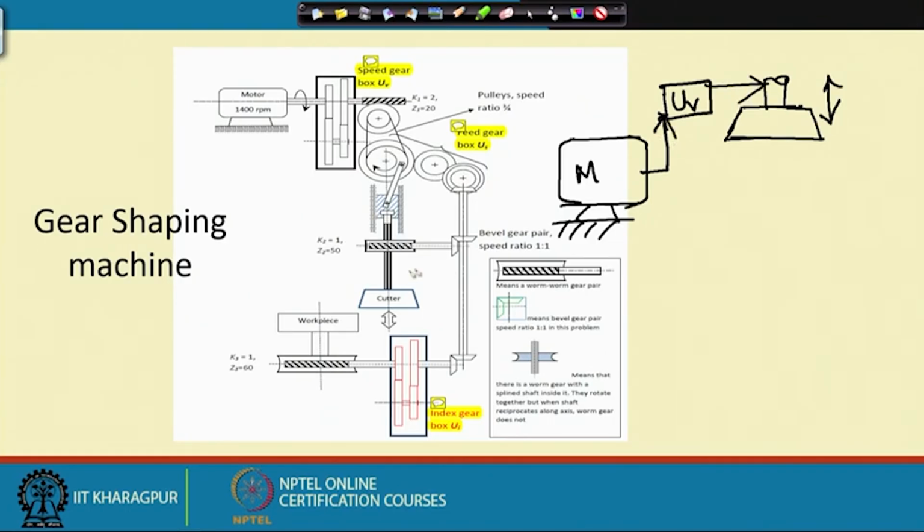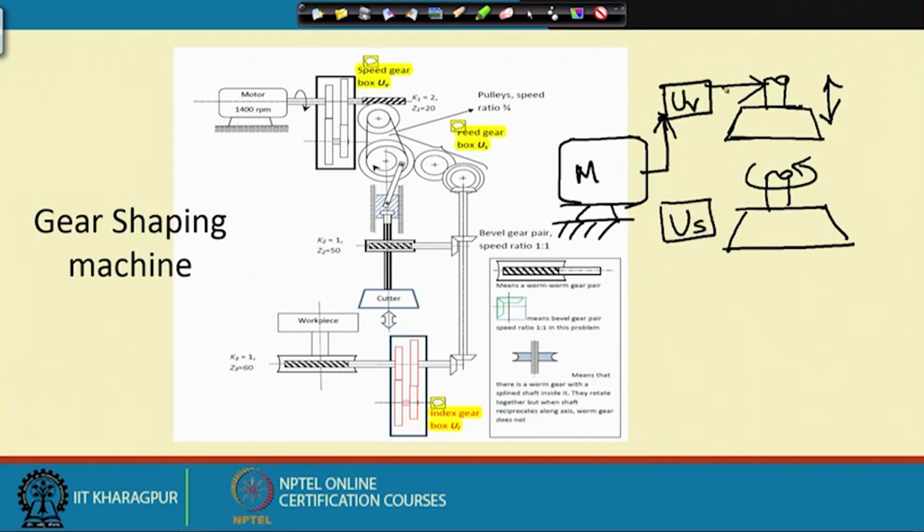But the cutter and the workpiece, they are also supposed to roll. So, you have to provide rotation for the workpiece. So, the workpiece is here, I mean cutter and the workpiece. So, this has to rotate as well, and in order to control this rotation, we provide yet another gearbox, and this is called US.